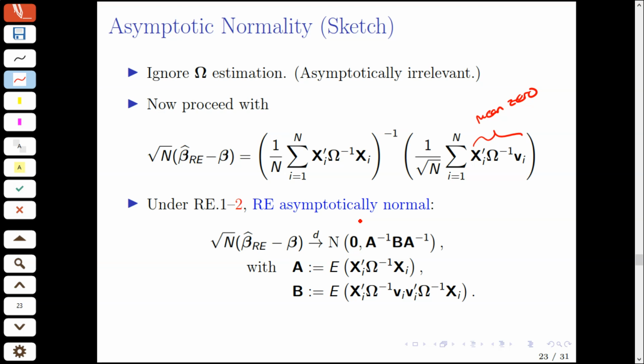Here the bread of the sandwich, or rather its inverse, is the expectation of a quadratic form in the regressors, with the middle of the quadratic form given by the inverse of the composite error variance. The meat of the asymptotic variance is slightly more complicated, but you can show that it is the variance of the summands appearing in this scaled average. Again, I'll leave it for you to fill in the details here.